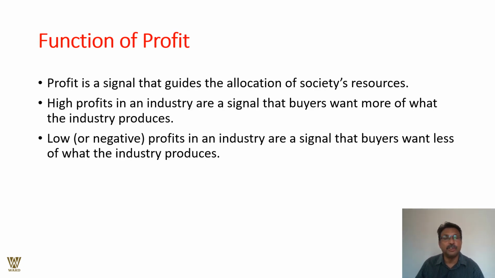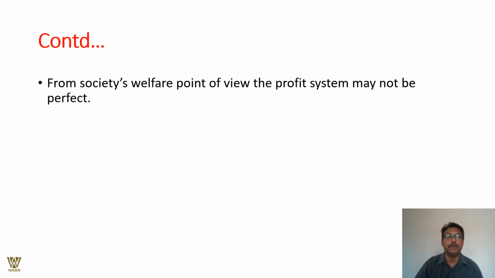Next comes the functions of profit. What is it? It is a signal that guides the allocation of society's resources. So if I make more money in, say, company A, I will try to make more investment in company A rather than in company B. So wherever profit comes in, resources flow. High profit in an industry is a signal that buyers want more of what that industry produces. Low or negative profit in an industry is a signal that buyers want less, or probably want to avoid what that industry produces. From society's welfare point of view, the profit system may not be perfect. In fact, it can be skewed. Most of the time it is.